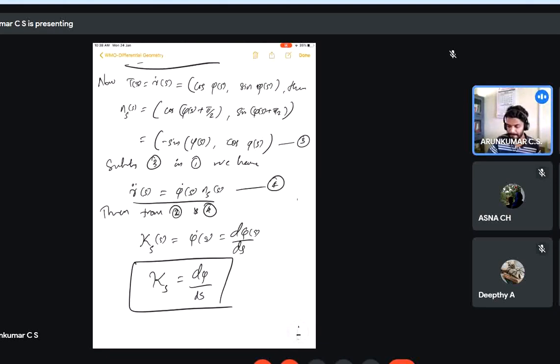Okay, or precisely the angle or the rate at which the tangent rotates.